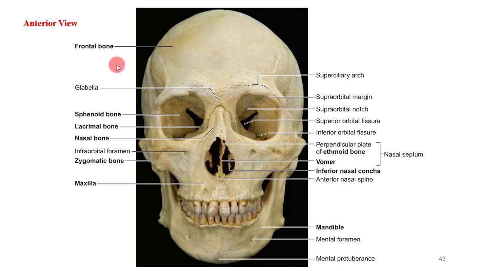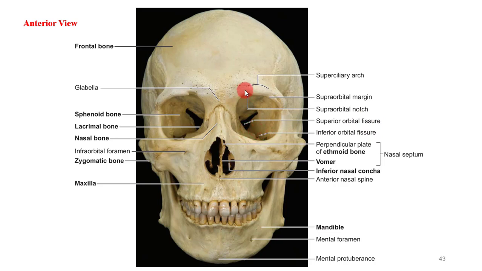An anterior view shows several major bones of the skull. The frontal bone forms the forehead. The left and right orbits are formed from a complex articulation of multiple skull bones. There are two large openings within each orbit called the superior orbital fissure and the inferior orbital fissure.